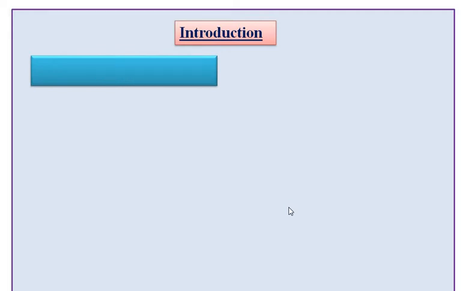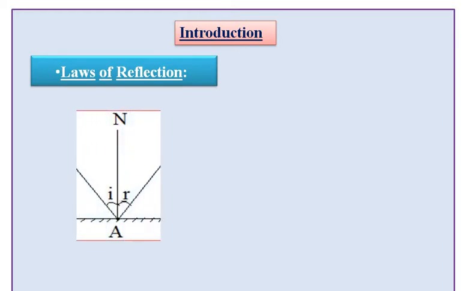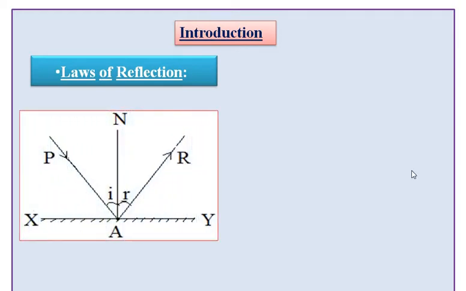We know the laws of reflection and laws of refraction we have seen in 11th standard. Let us see the diagram for reflection. XY is the reflecting surface, NA is the normal, PA is the incident ray, AR is the reflected ray, i is the angle of incidence, r is the angle of reflection.